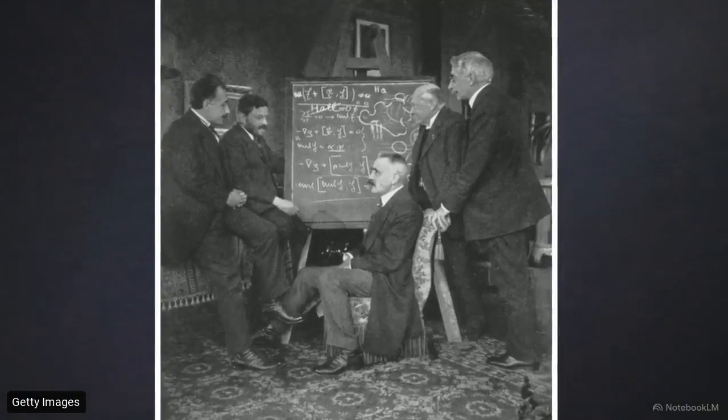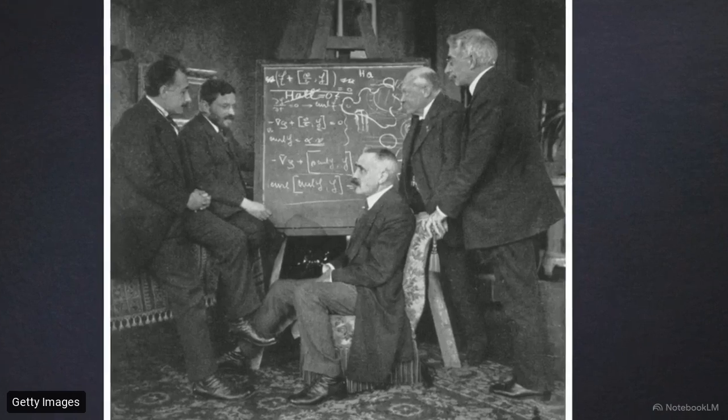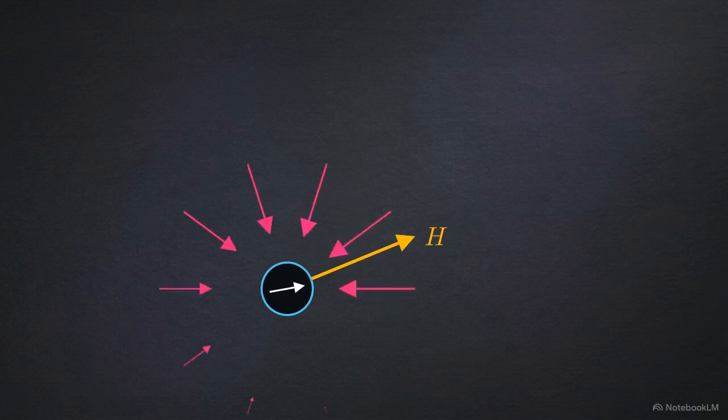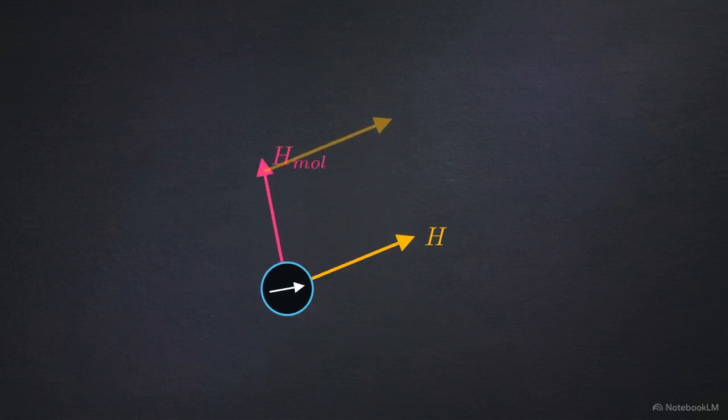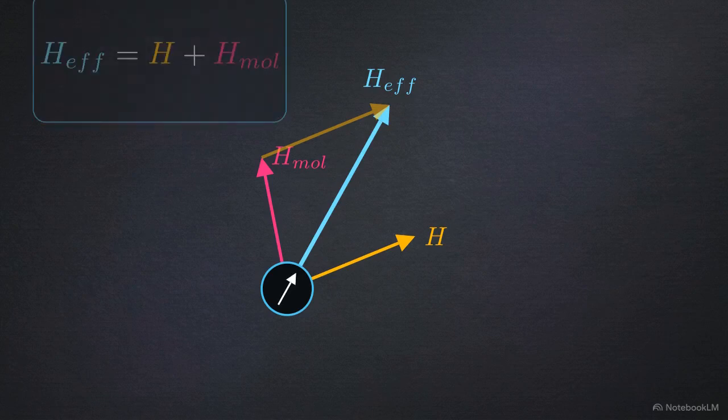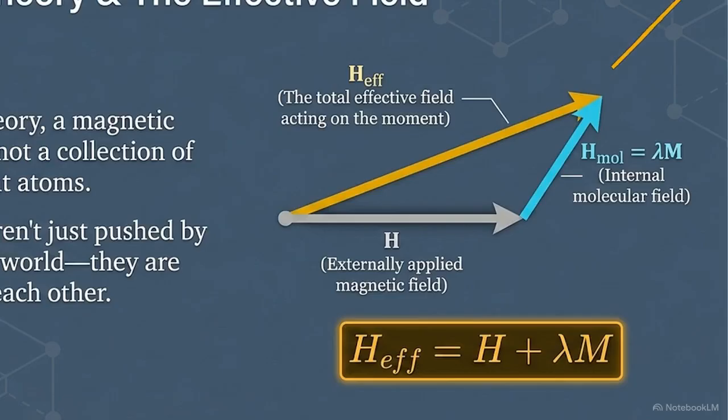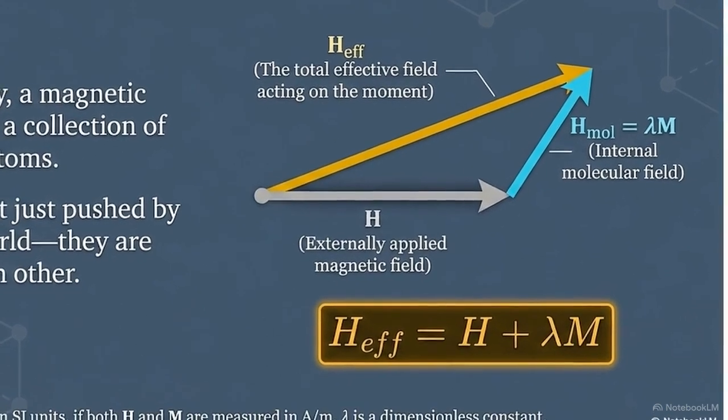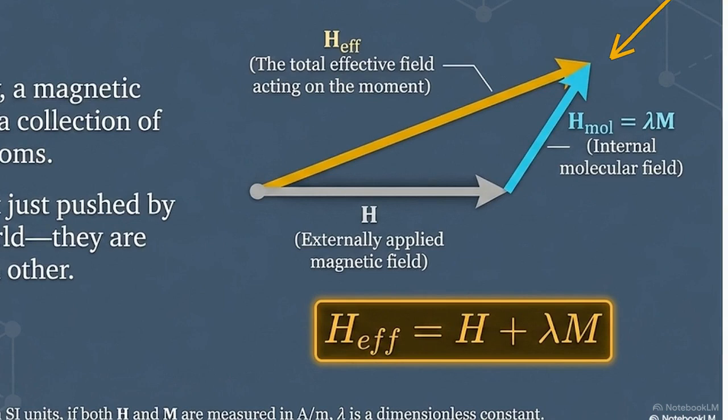Pierre Weiss recognized that we do not need to track every individual atomic collision. Instead, we assume that a single atomic moment does not strictly feel the external field alone. It experiences a combined effective field representing the average influence of all its neighbors. Look at this vector diagram. The total effective field acting on a moment, H effective, is simply the vector sum of the bare externally applied field, H, plus a new internal interaction field. We call this new internal vector the molecular field, or H-mole.